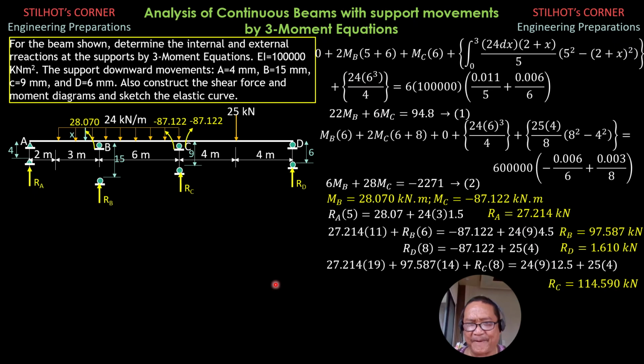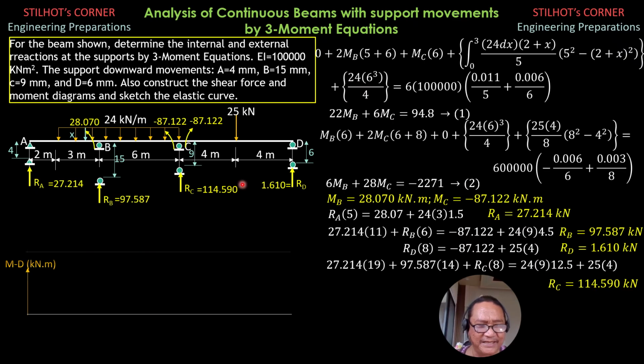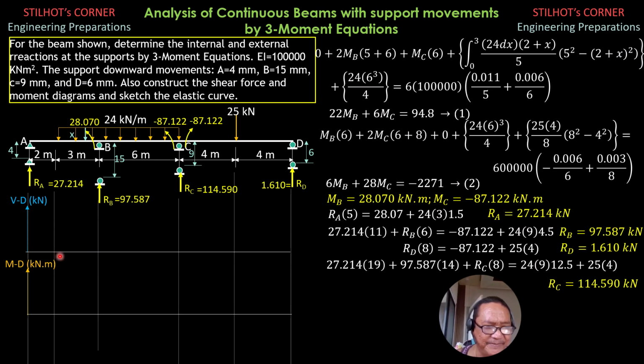We then prepare the shear force diagram. These are the values. So first, we have to rise from 0 to 27.214 as shown. Then between A and this point, no change in shear, so 27.214 minus 24 times 3. So 27.214 minus 24 times 3. So we have a straight line to negative 44.786.